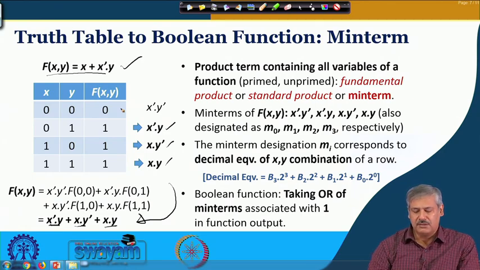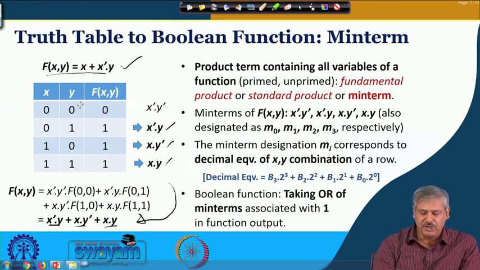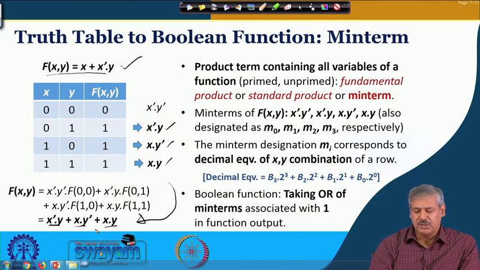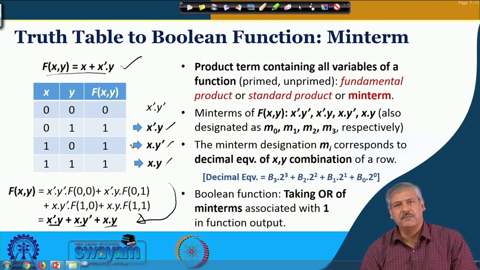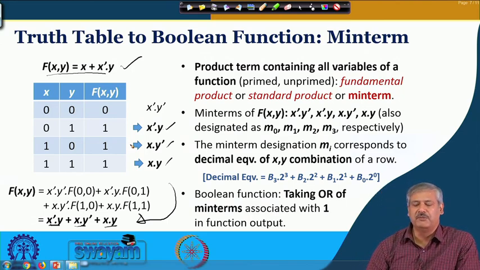Another interesting thing is if you look at the xy combination. When x and y both are 0, the corresponding term is x prime y prime. For 0 1, x is 0, so this is x prime, and y is just the uncomplemented version. When x is 1 and y is 0, this is x y prime, and when both of them are 1, both are uncomplemented. These are the corresponding terms that we get, which are also called Minterms, in this two variable problem.